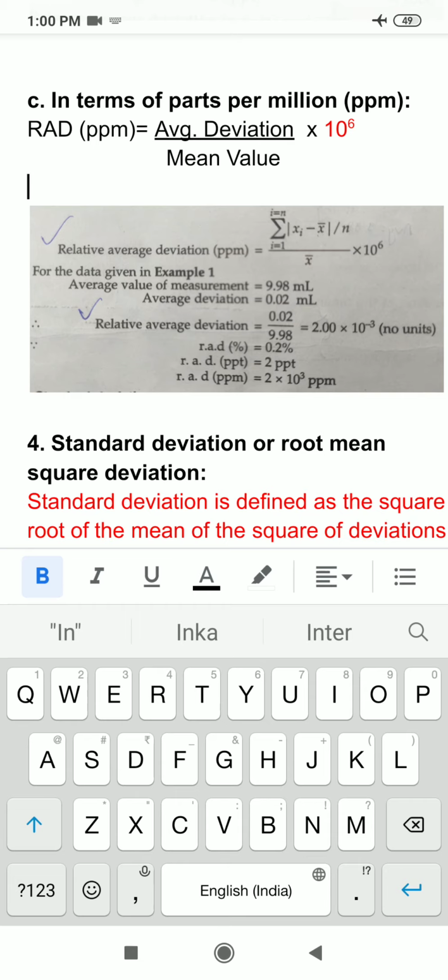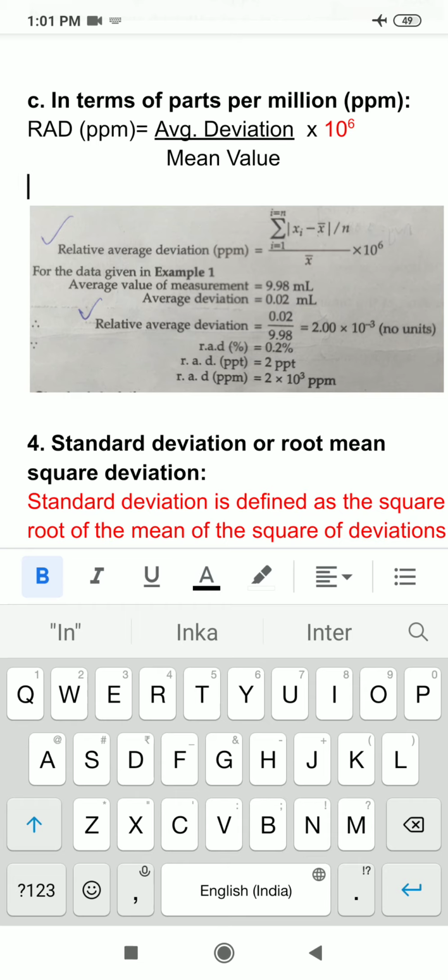This is relative average deviation in parts per million, and this would be more clear to you by taking an example. For example, if the average value of a measurement is 9.98 ml and average deviation is 0.02. What do you know in this case? The numerator, average deviation, is known to you, that is 0.02, and the denominator, average value or mean value x bar, is also known to you. This is 9.98. So relative average deviation would be equal to 0.02 divided by 9.98, which comes out to be equal to 2 into 10 raised to power minus 3.